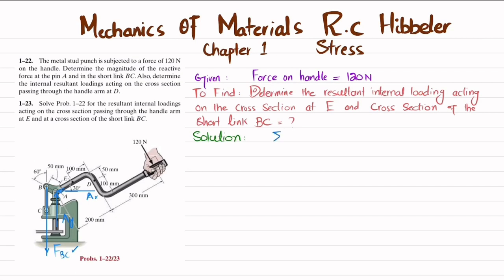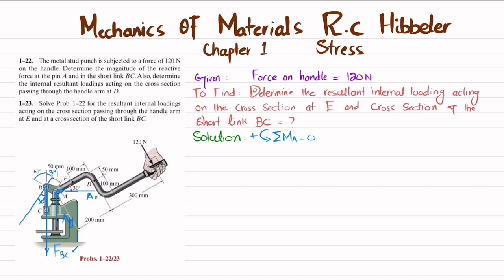For FBC, we will apply the equation of equilibrium: sum of all moments about point A is equal to 0, taking the counterclockwise moment as positive. You can see the load is applied like this, and this FBC is vertical. So we will convert FBC into its components, one along this direction and the other along this direction. You can see this angle is 60, so this angle will be 30, and if I extend this line, these are vertical angles, so this is 30 degrees.